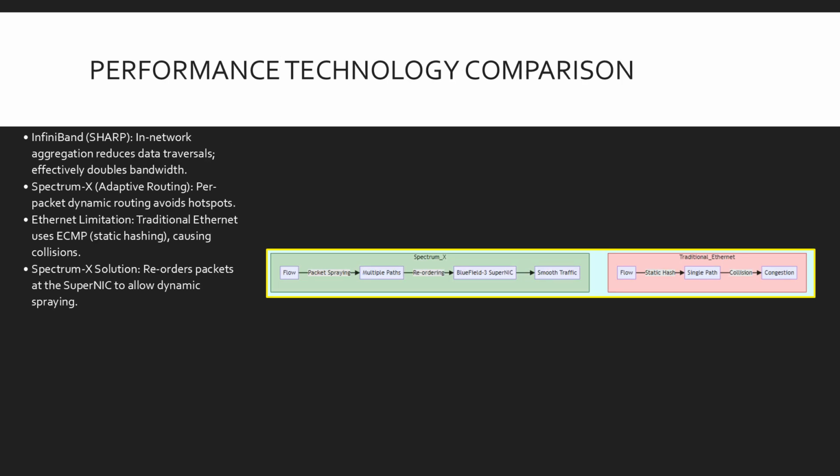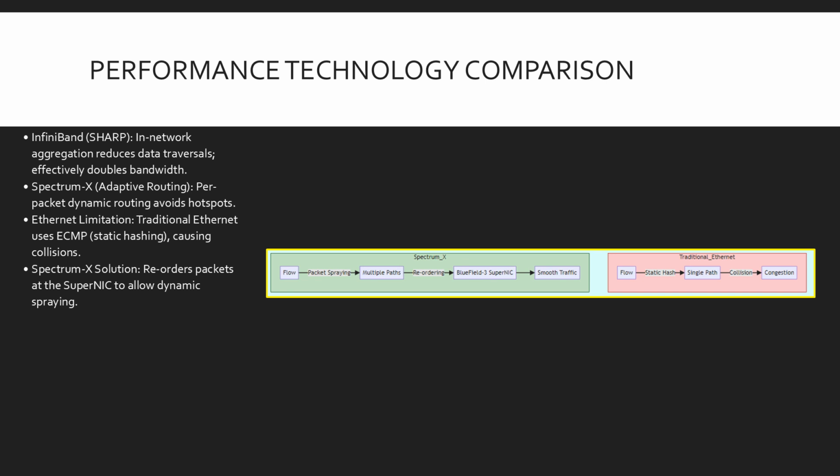Let's compare the unique performance boosters. InfiniBand uses SHARP to perform math in the switches, reducing the data sent over the network, literally reducing the workload. Spectrum-X focuses on adaptive routing. Traditional Ethernet picks one path for a flow, ECMP, which causes collisions. Spectrum-X sprays packets across all paths to fill the pipes evenly. The BlueField-3 Super NIC then puts these packets back in order at the destination, giving you the best of both worlds: Ethernet compatibility with near InfiniBand performance efficiency.